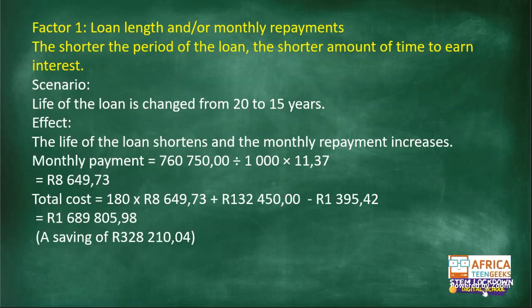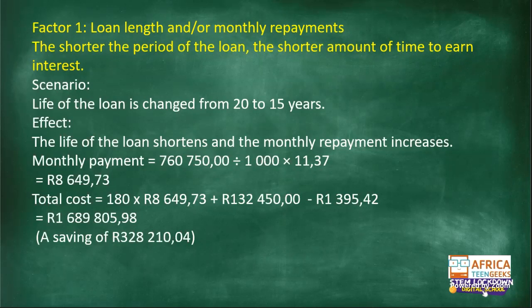And of course, this will become 8,649 rands and 73 cents. And that is how you will calculate the monthly amount. Remember, first things first, you take your 760,000 and divide that by 1,000, and thereafter you multiply the value by the factor there, 11.37, and of course that will definitely increase your monthly repayment.